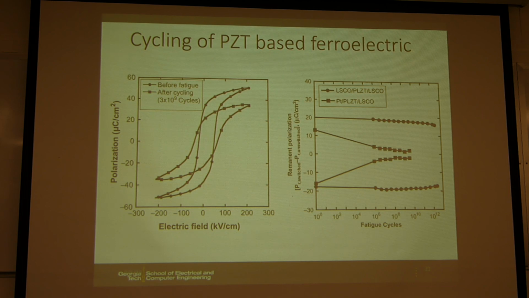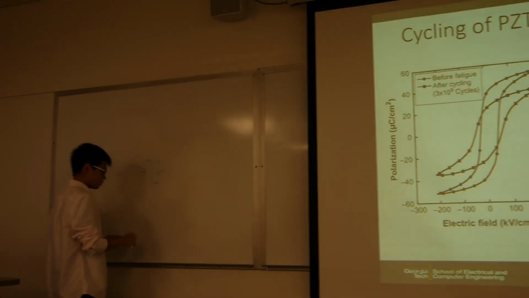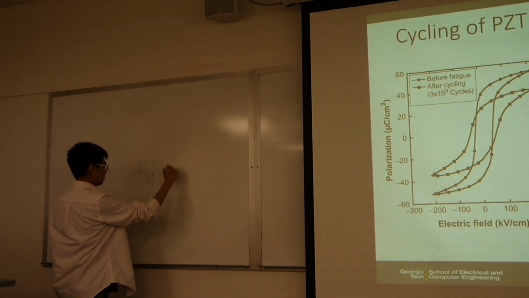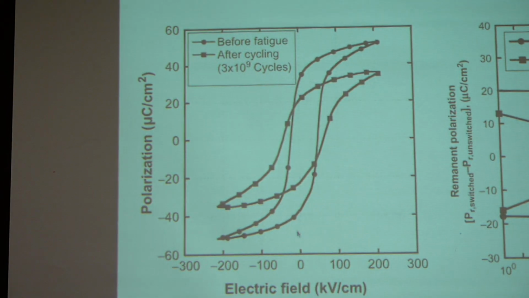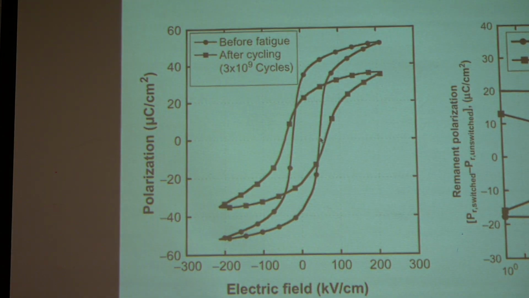Endurance is very important for memory applications. Here I'm showing the PV loop before and after the fatigue test. In the fatigue test, what you do is apply square bipolar pulses to the material. We can see that after 3 times 10 to the 9 cycles, there's degradation in the PR value and an increase in the critical field.